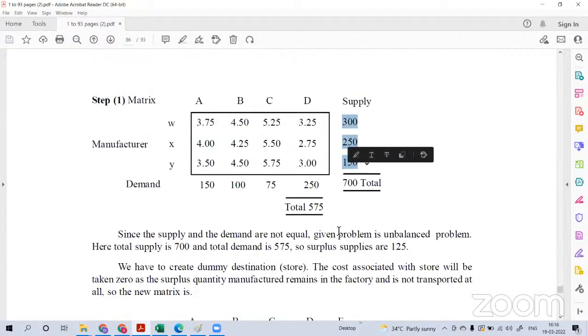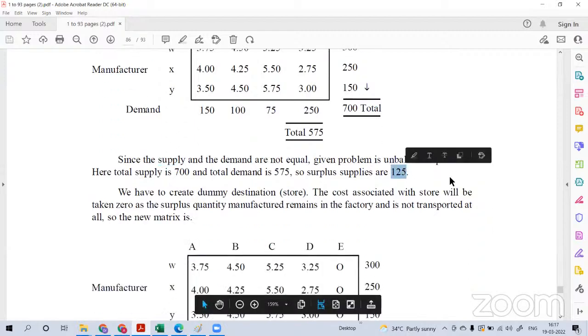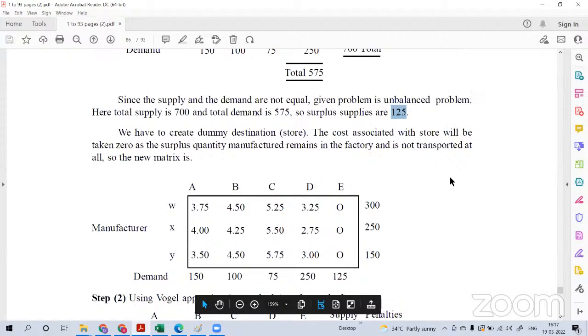The column supply total is 700. Here the demand is 575. Supply and demand are not equal, so it is called unbalanced. How much should be added? It is 125. So we have to create a dummy destination.